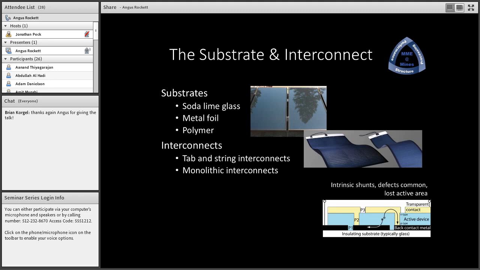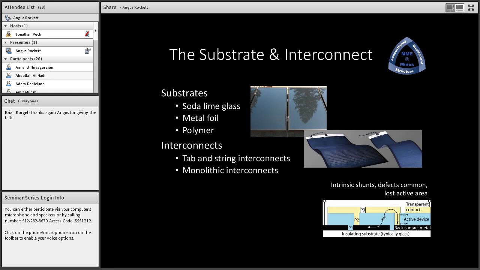And you can see that there are intrinsic shunts in the material, so the transparent conductor filling the P2 scribe is going to shunt from one device to the next. The active device material in the P1 scribe will shunt from one device to the next, and so forth. So there are intrinsic shunts in the device. The sketch that I show here, of course, is not to scale, so the shunts are not particularly much of a problem, but there are intrinsic shunts. Defects are common when you try to make these scribe lines.